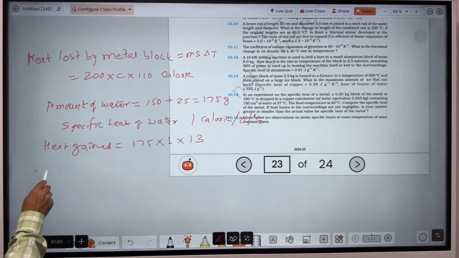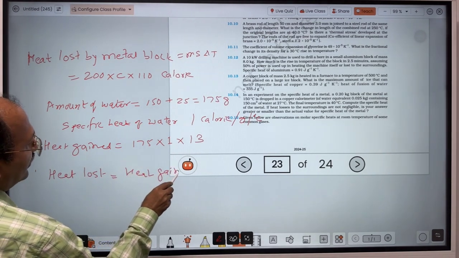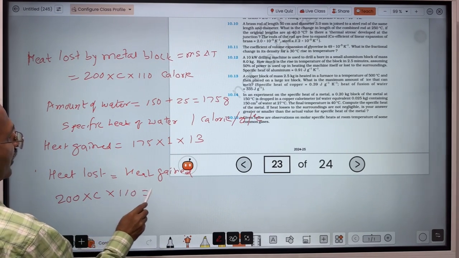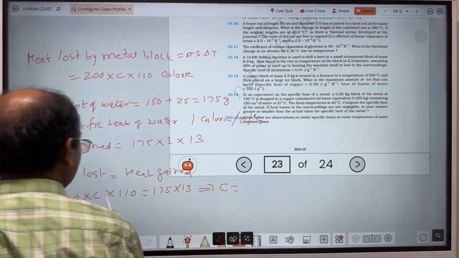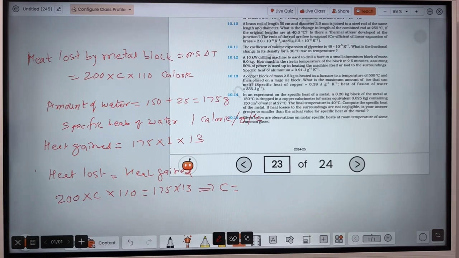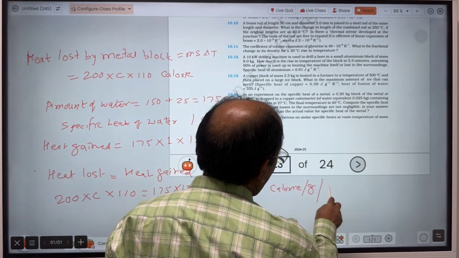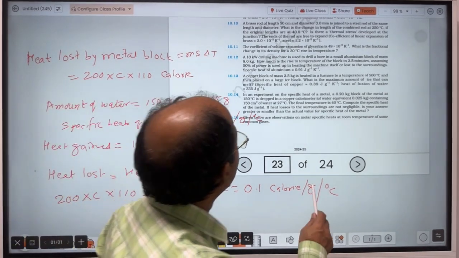Now, if we apply the principle of calorimetry, heat lost is equal to heat gained, right? So put the values: 200 multiplied by C multiplied by 110 is equal to 175 into 13. So what do you get? C equal to how much? This divided by this, just do it. So it will become 0.1 calorie per gram per degree centigrade, right? So this question is also simple and based on the concept of calorimetry, in which heat gained and heat lost are equal. So you have understood the question.